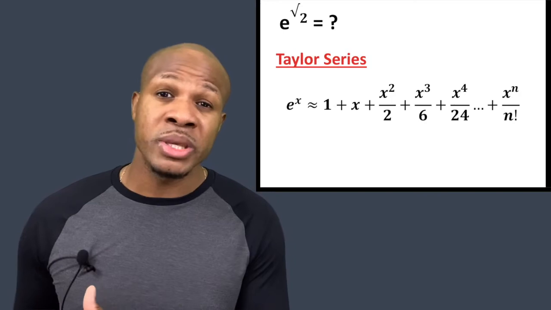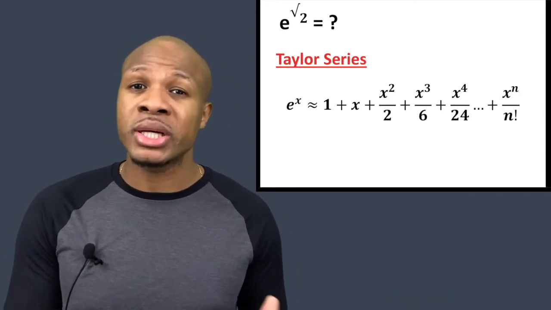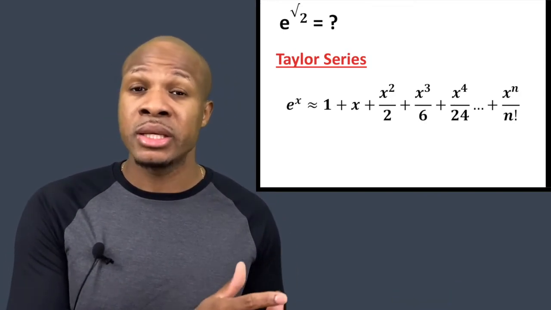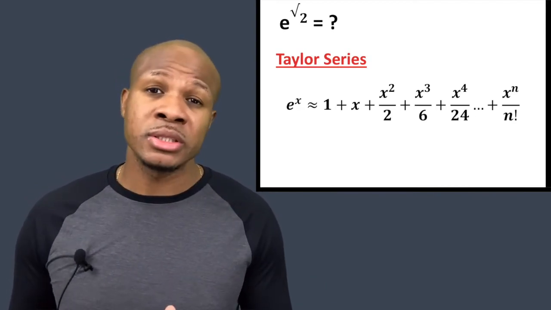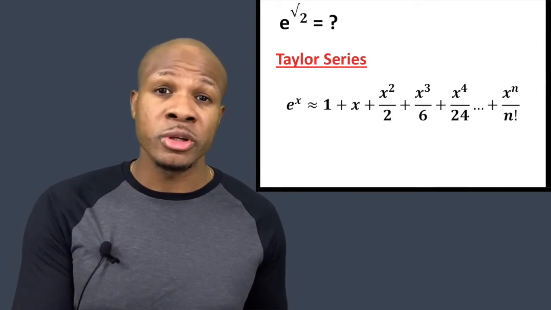And n could be whatever whole number you want to go up to. We can approximate the value of e to the x to any level of precision that we want to. It all depends on up to which power of the polynomial we choose to use.